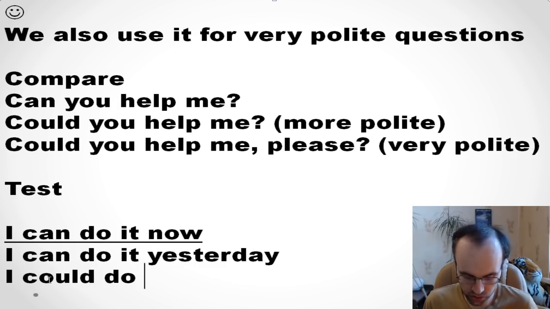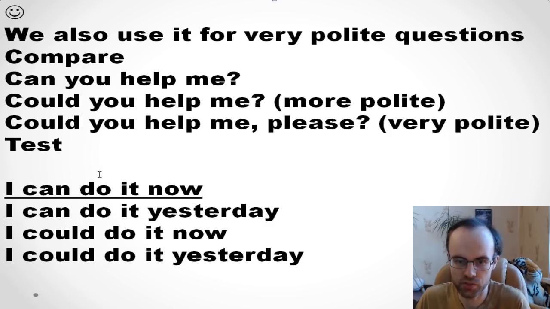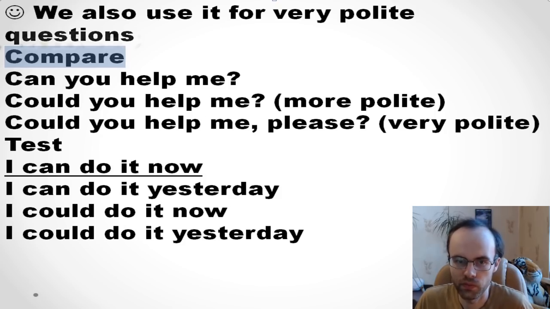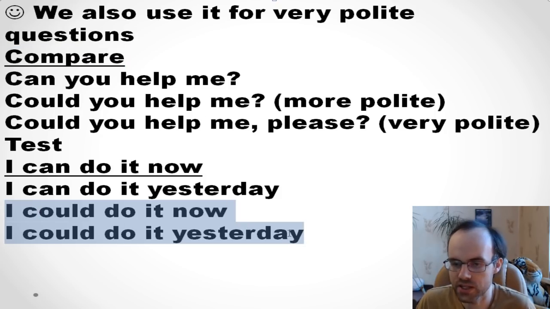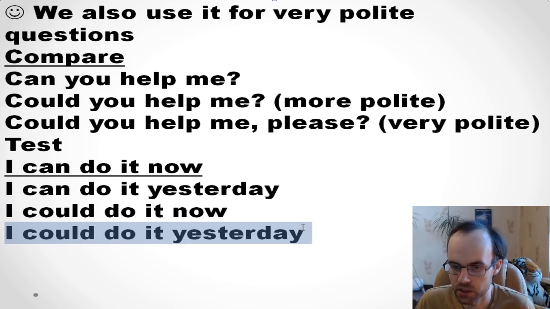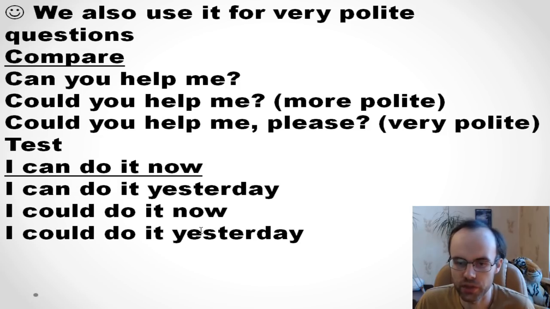I could do it now. I could do it yesterday. Please think about it. It's more difficult. Okay? I could do it now. Which sentence is correct? I could do it yesterday. Is it correct? Yes, it's correct. We know that it's a past form of can. Yeah, correct.